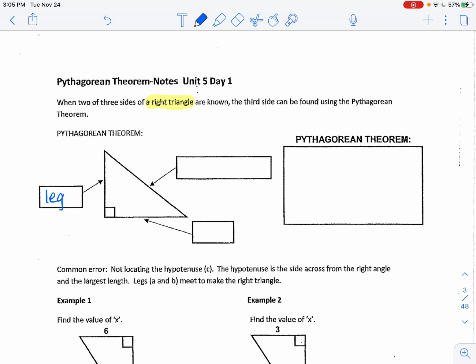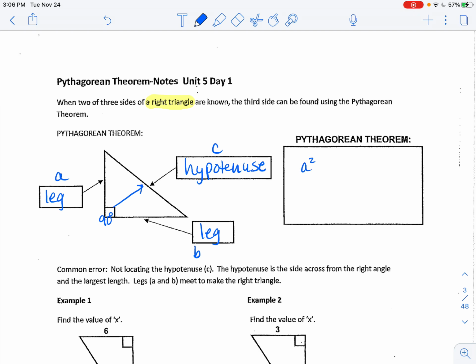You have two legs and a hypotenuse. The hypotenuse is always across the box. So the box is, of course, your 90-degree angle. Usually the legs are indicated with an A and a B value, and the hypotenuse is C. But sometimes it's X, Y, and Z.